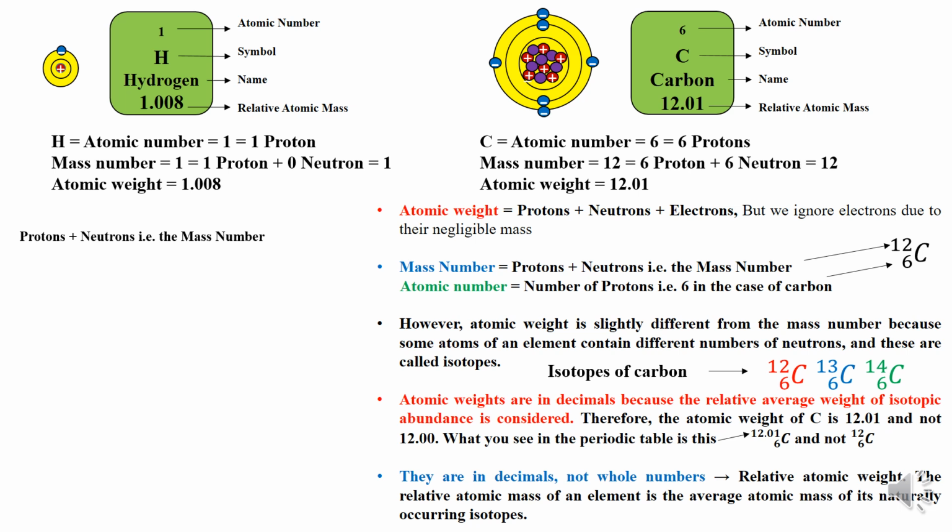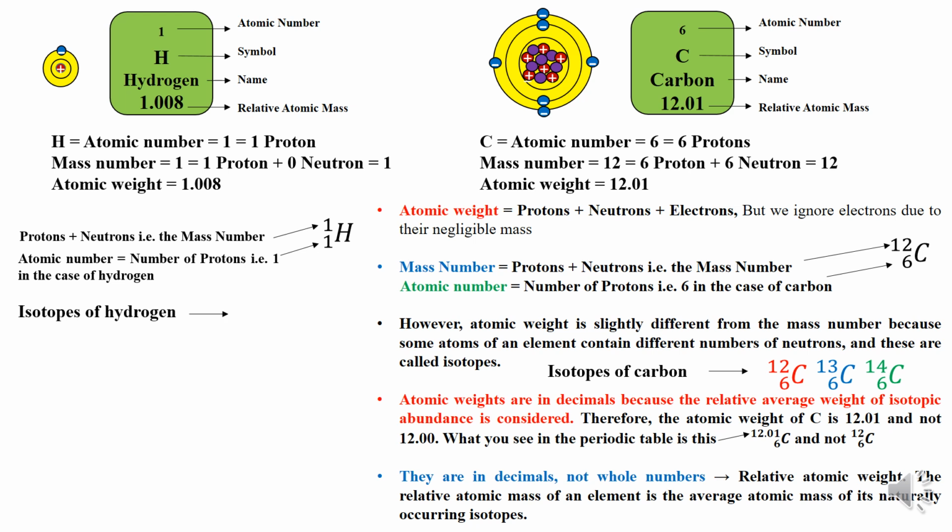And what about hydrogen? The mass number is 1. Atomic number is also 1. So the nucleus of a hydrogen atom contains only one proton and there are no neutrons. Therefore, both the atomic number and mass number in case of hydrogen is 1.